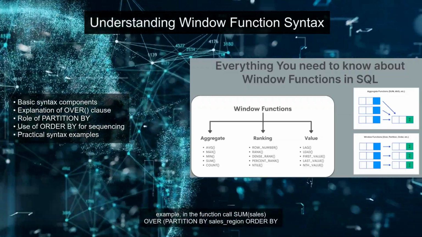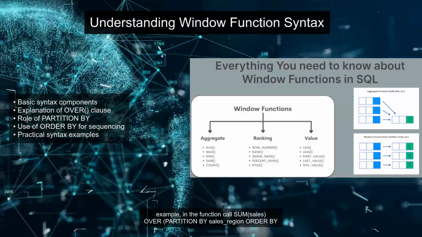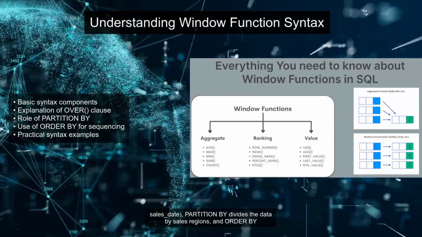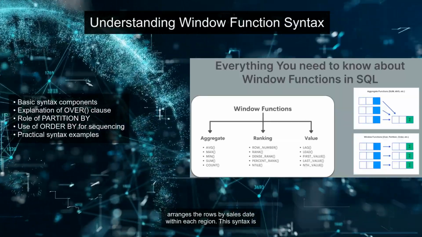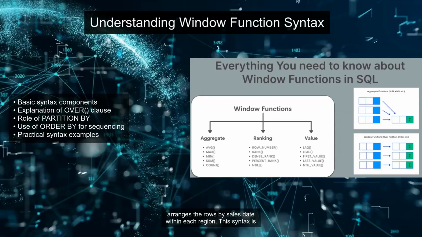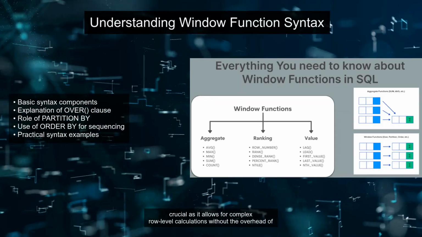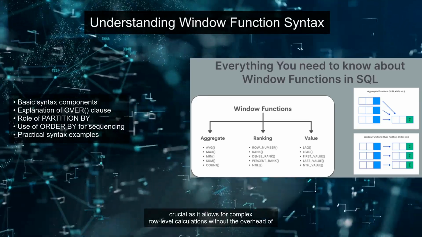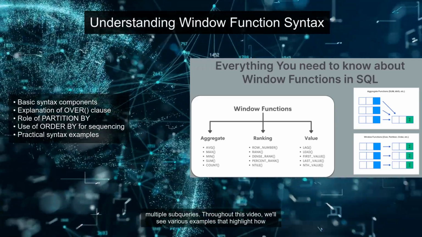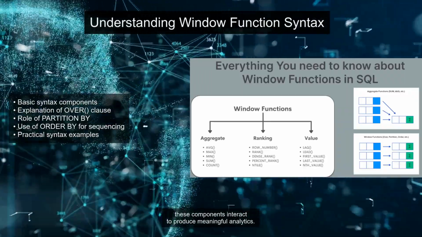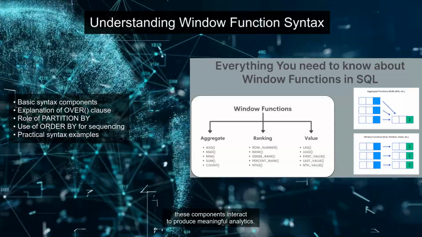For example, in the function call SUM(sales) OVER (PARTITION BY sales_region ORDER BY sales_date), PARTITION BY divides the data by sales regions, and ORDER BY arranges the rows by sales date within each region. This syntax is crucial as it allows for complex row-level calculations without the overhead of multiple subqueries. Throughout this video, we'll see various examples that highlight how these components interact to produce meaningful analytics.